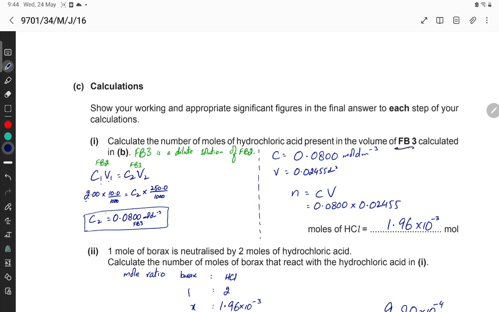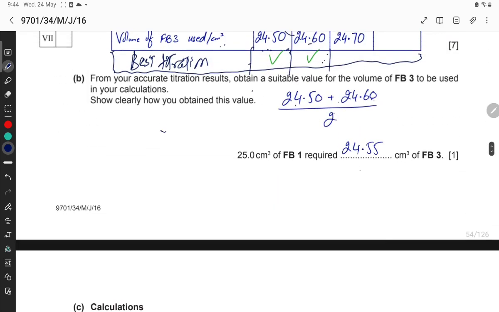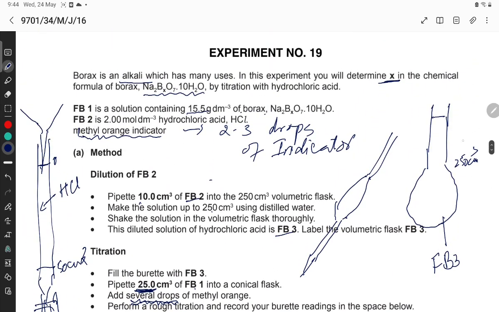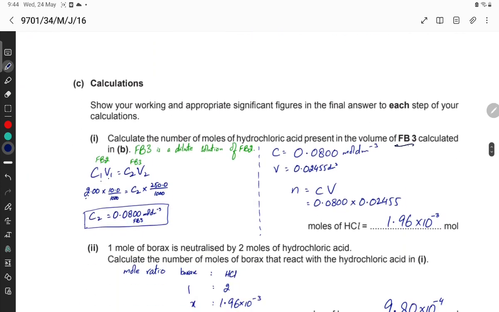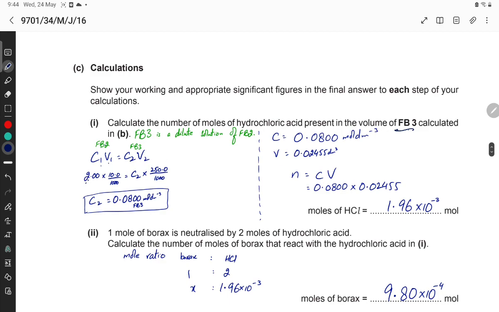We have taken 10 cm³ of FB2 and have to fill up in dilution. This is 250 cm³. We fill this solution up to 250 cm³. So, the volume we have taken is 250 divided by 1000, and we have to find the concentration. Using the calculation, the concentration is 0.0800 mol per dm³. So, this is the concentration of FB3.